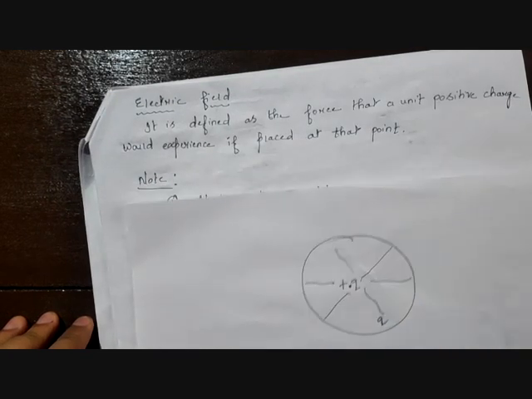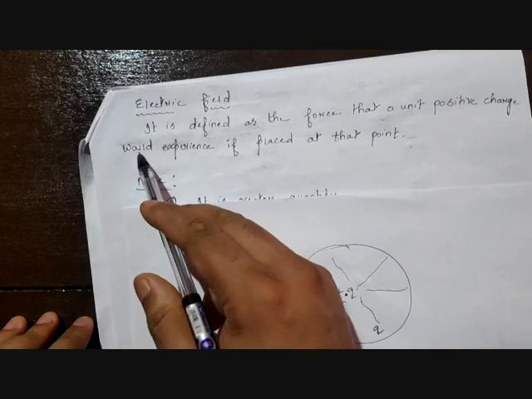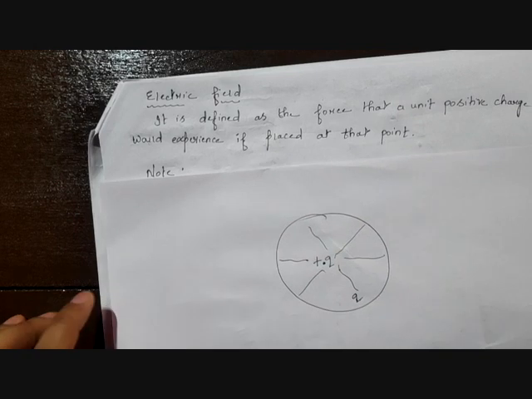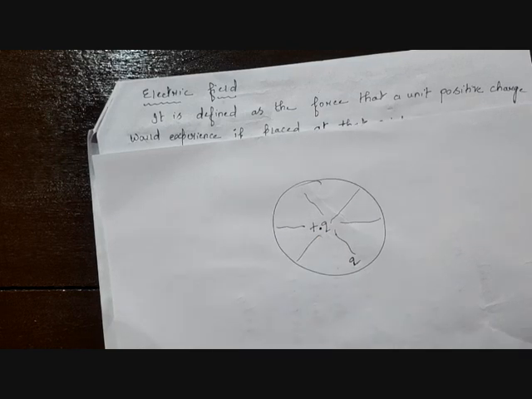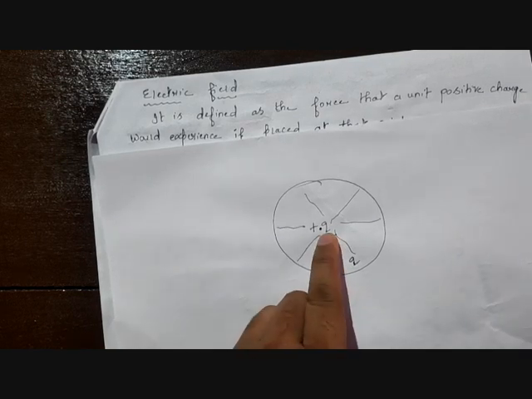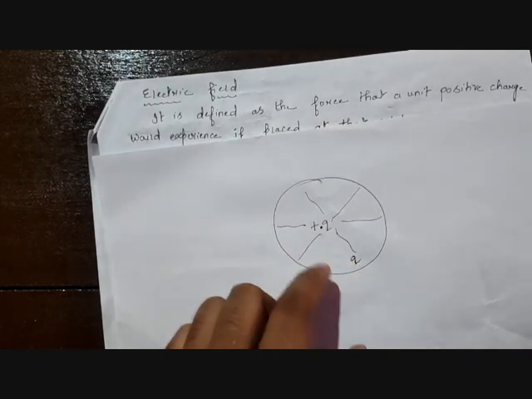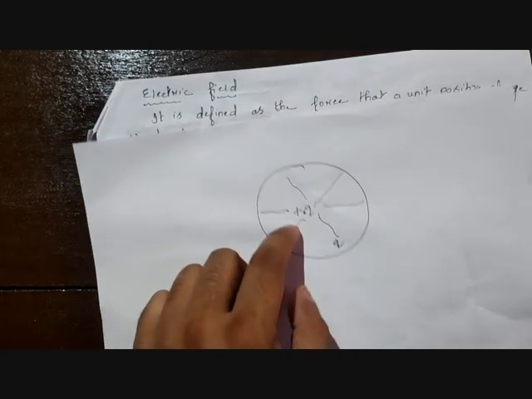So what's the definition? It's defined as the force that a unit positive charge would experience if placed at that point. What it means, suppose again I repeat, what is electric field? Suppose one positive charge is here at the center. Then it will have some certain force around it, right?